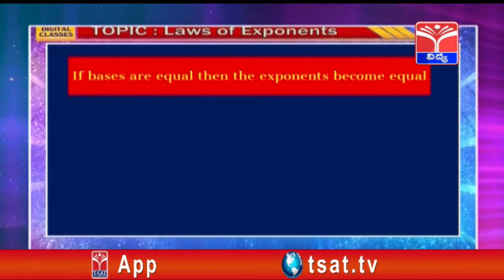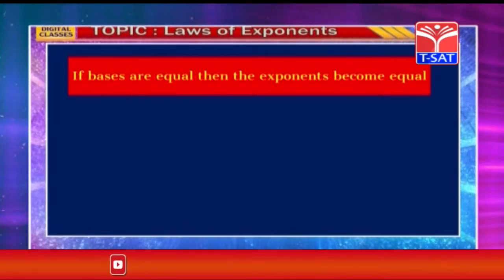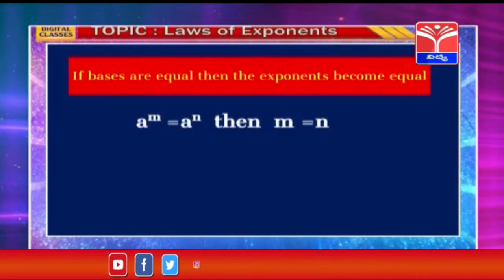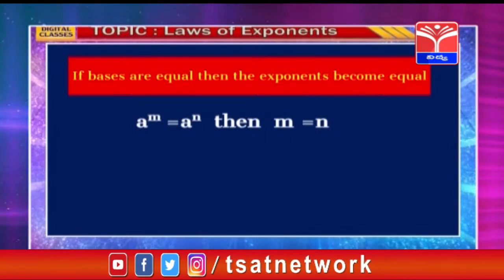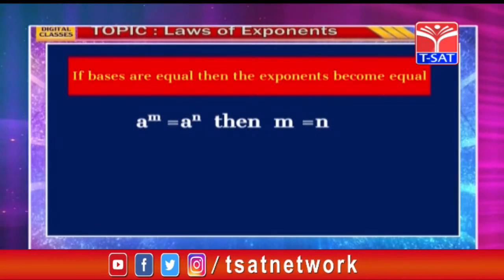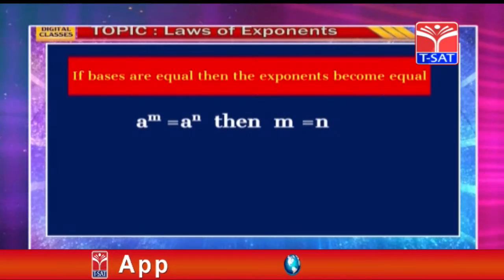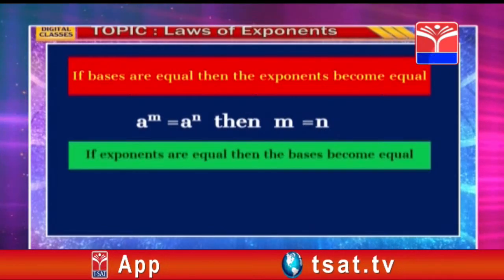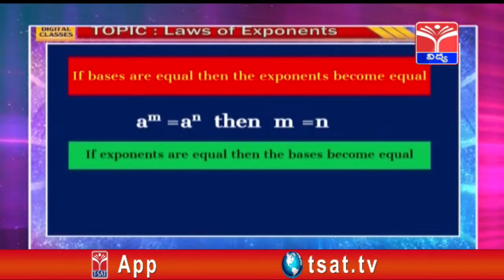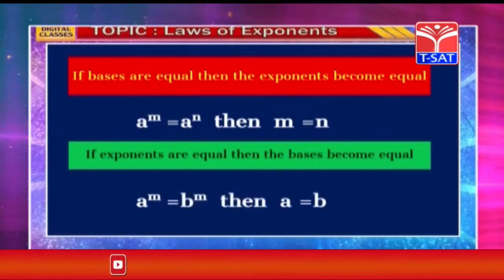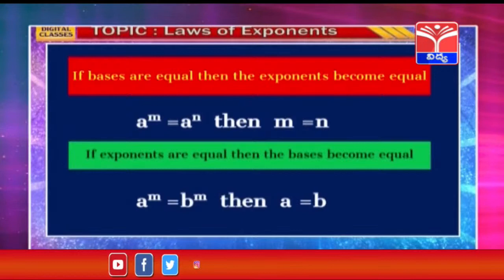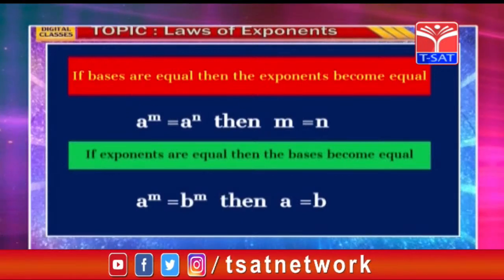If the bases are equal, then the exponents become equal. Like a to the power of m is equal to a to the power of n, the bases are equal, so the exponents will become equal. When the exponents are equal, then the bases become equal also. Here the exponents are equal. So what happens? The bases will become equal.